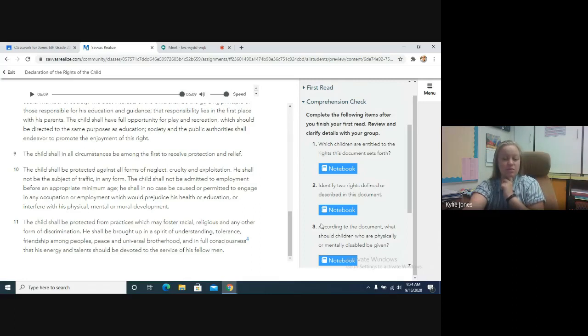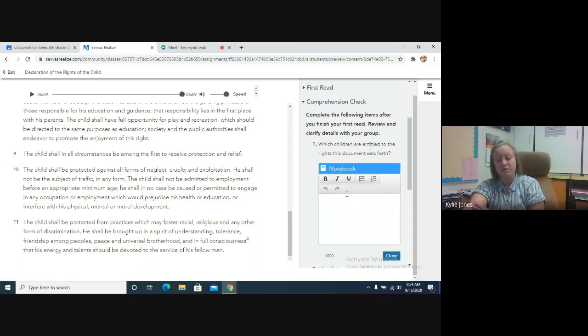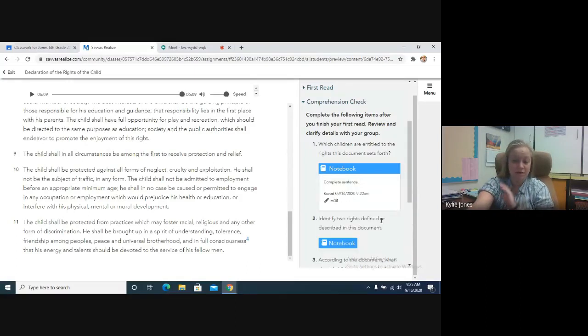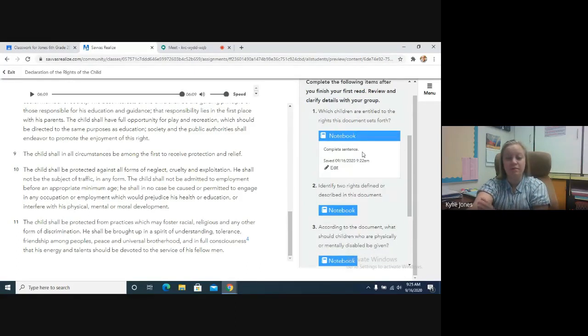So here we go. Number 1, which children are entitled to the rights this document sets forth? So you're going to answer in a complete sentence, please. So who gets the rights that this document is talking about? So that's the first one. No need to answer out loud. You guys are going to work on it on your own.